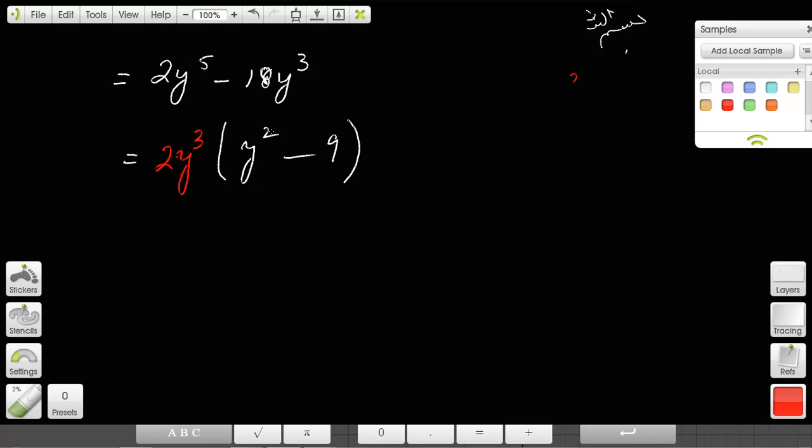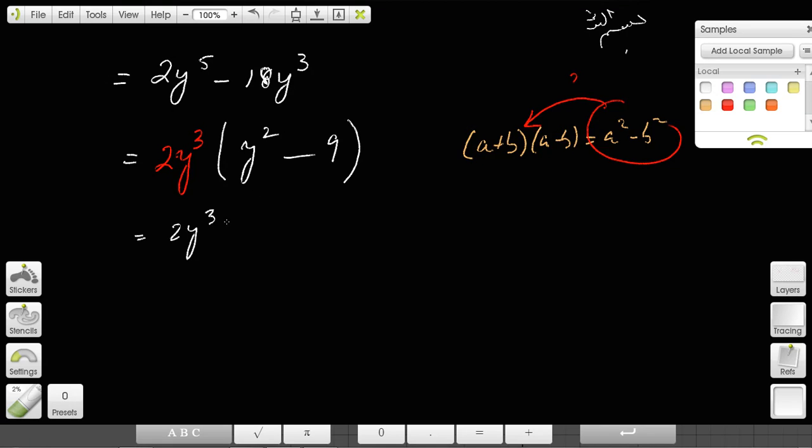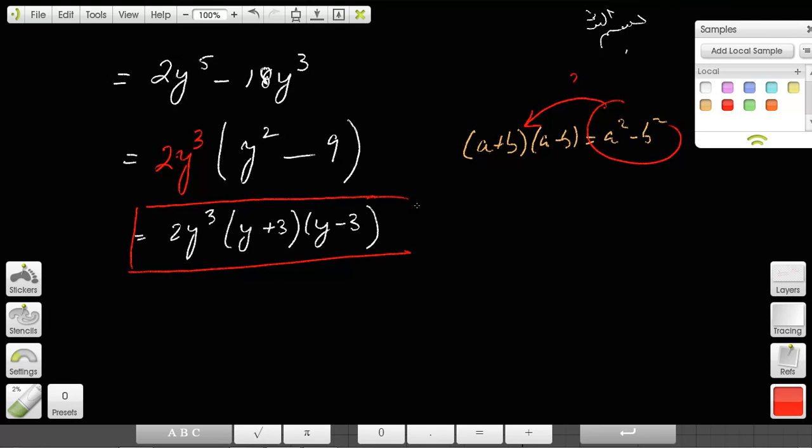And you should recognize, oh, this looks familiar to me. This is a plus b times the quantity a minus b, and this is a squared minus b squared. So this, the difference of two squares, can be factored like this. So then you say 2y cubed times y plus 3 times y minus 3. And that is this expression factored completely. So here again the lesson was to see if you can factor something out from all the terms initially, and to see what remains can be factored further.